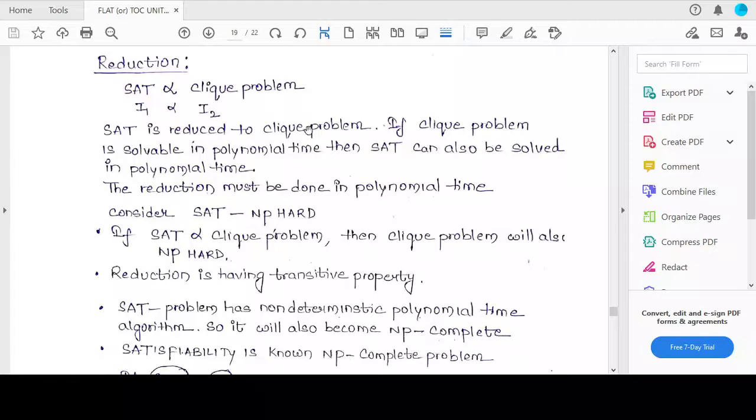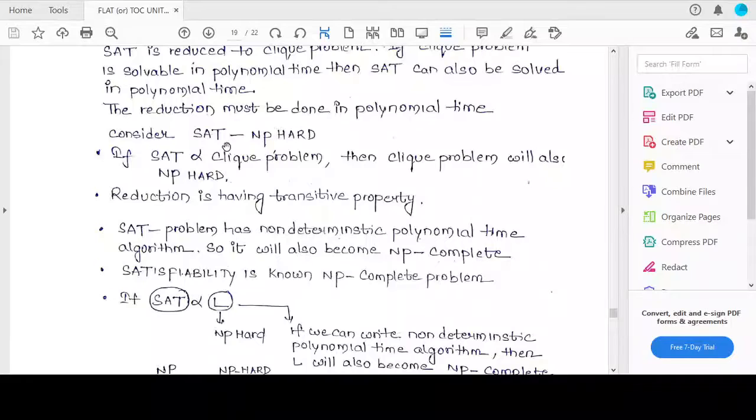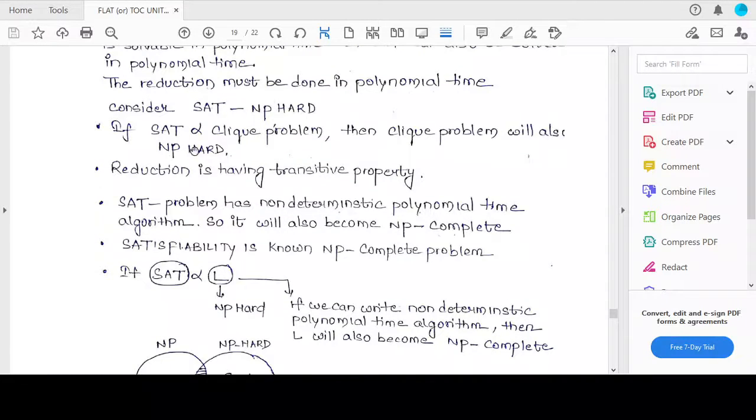See here I have mentioned that point. SAT is reduced to the clique problem. If the clique problem is solvable in polynomial time, then SAT can also be solved in polynomial time. So this is how we can relate the problems which are there in the NP-hard category. So consider, if the satisfiability problem is NP-hard, then reducing the satisfiability problem to the clique problem, the clique problem will also become NP-hard. So reduction has the transitive property.